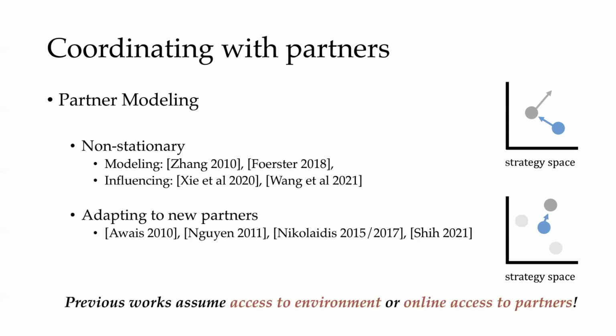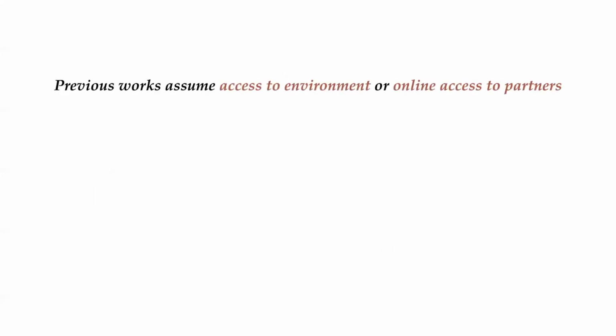However, most of these works assume access to the environment or online access to partners. And this can be problematic because oftentimes we don't have access to either. For example, when it's too costly to interact with the environment or partners. Say we want to train an AI agent to play music with expert pianists. It's unrealistic to keep a diverse pool of pianists in our living room to train our AI agent against. More realistically, we only have access to demonstrations, say YouTube videos, of pairs of musicians playing duets together.